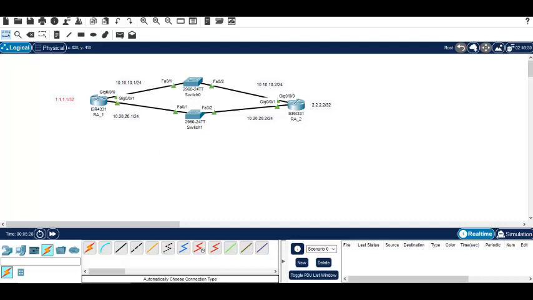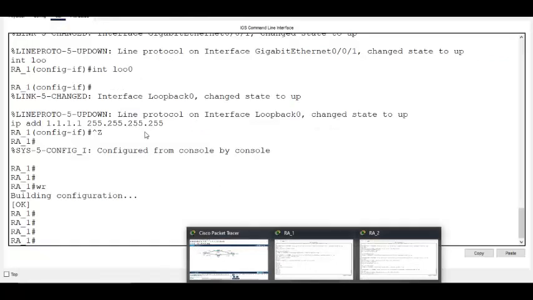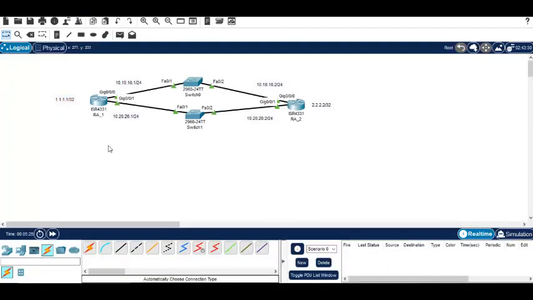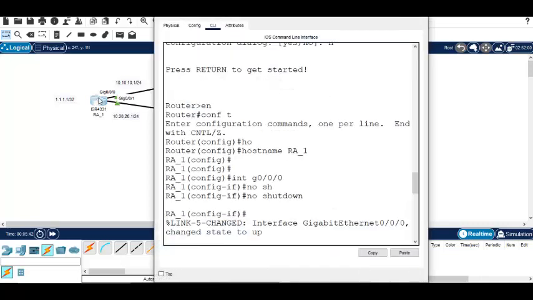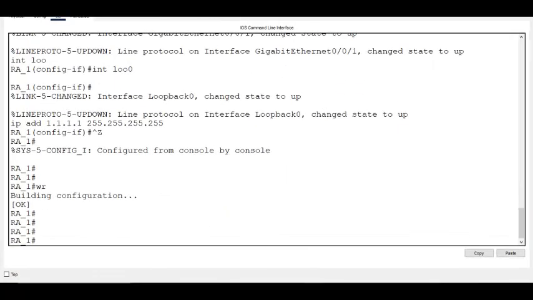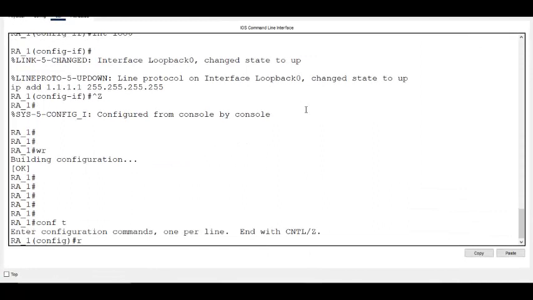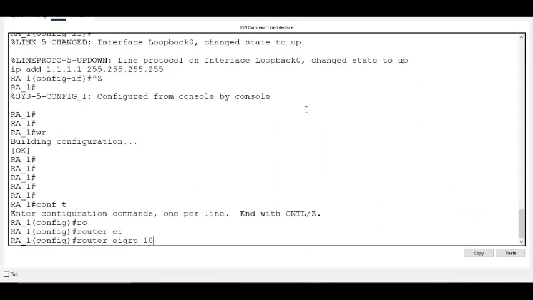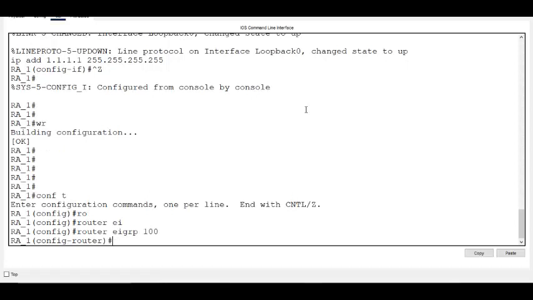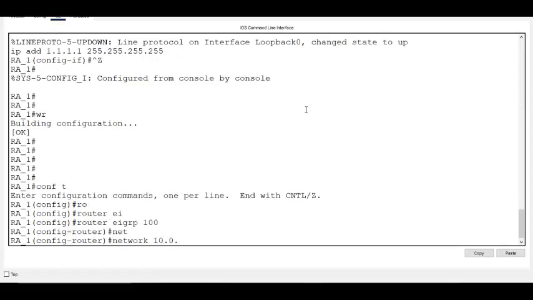Now when I run EIGRP, I'm expecting 2 paths to reach 2.2.2.2 from router 1. And I expect 2 paths to reach 1.1.1.1 from router 2. Because by default it supports equal cost load balancing. Let me go enable EIGRP. Router EIGRP 100, network 10, network 20.